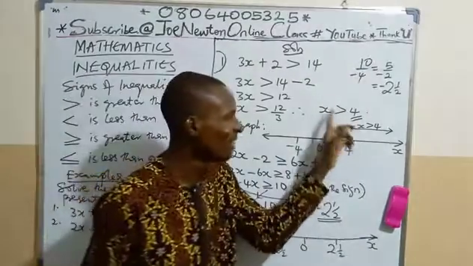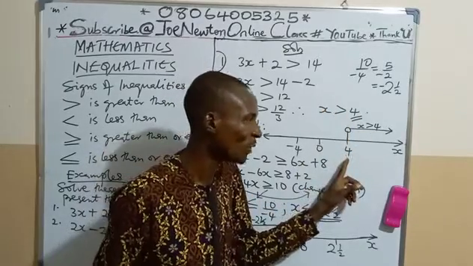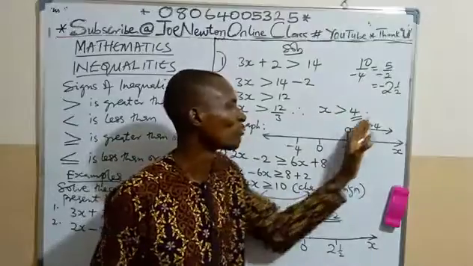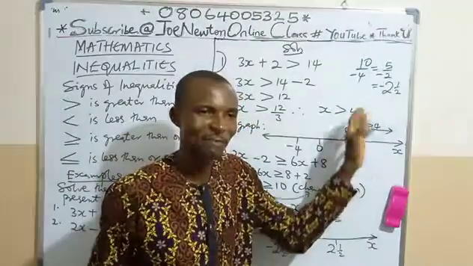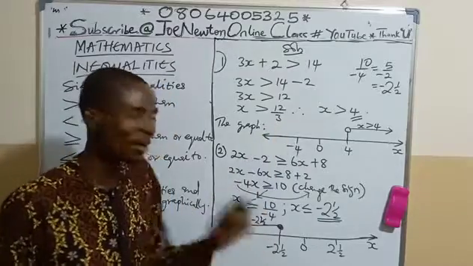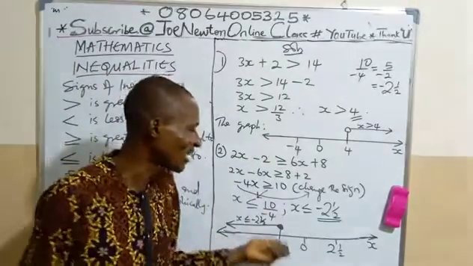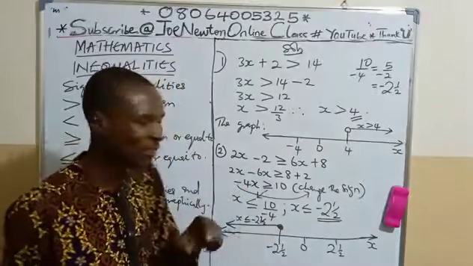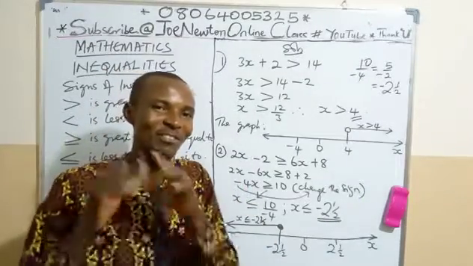But in the other case, the value of x does not include 4. The value of x is specifically greater than 4, so it could be any other integer, 5, 6, and so on. But when you have less than or equal to or greater than or equal to, it means that particular value is inclusive in the value of the unknown variable.